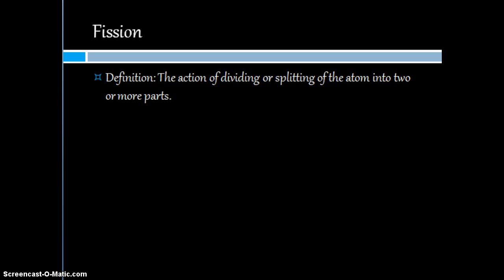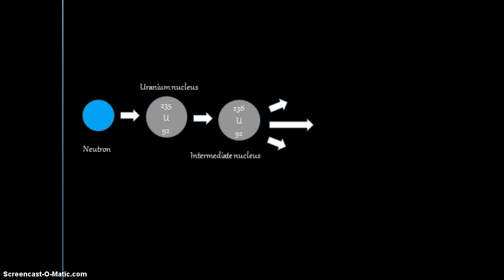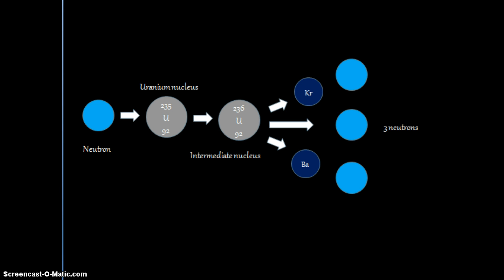Fission. Fission is the action of dividing or splitting of the atom into two or more parts. Equation example. For example, you start with the neutron, and we'll use the element uranium. So uranium has an atomic mass of 235 and an atomic number of 92. Next, you need to add one neutron, so the atomic mass is now 236, which then is distributed into two elements and remaining neutrons.